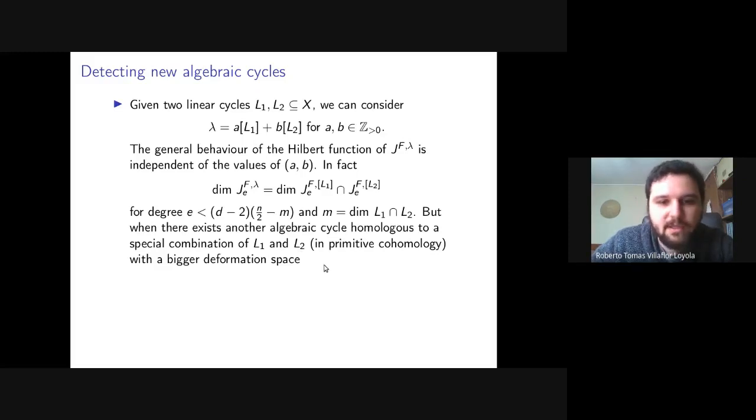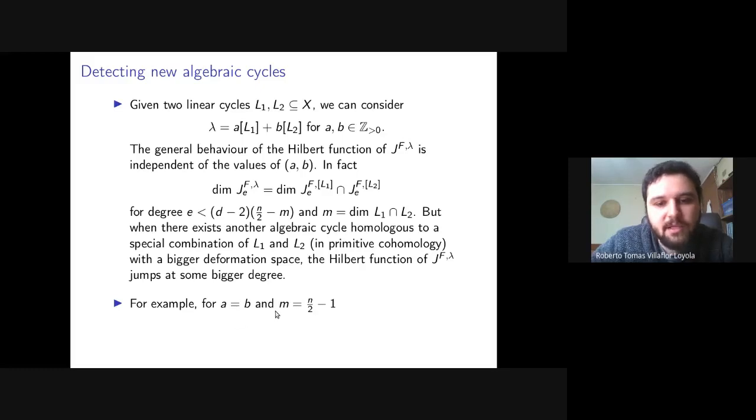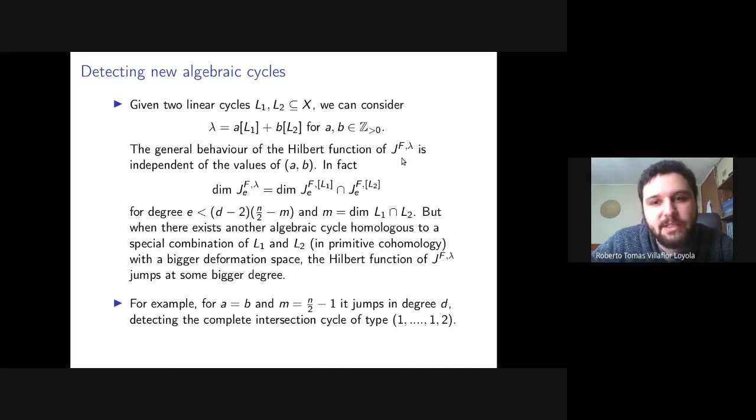Right. So, for instance, this will happen when you take A equal to B, and the intersection is too big. It's n over 2 minus 1. In this case, you will land in the complete intersection case of type 1, 1, 1, 2. And so the Hilbert function of this ideal in degree B will be jumping because this complete intersection, in fact, has a bigger deformation space than just deforming each of the two linear cycles independently.